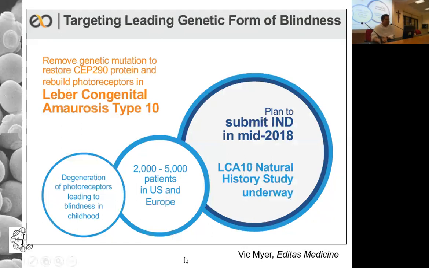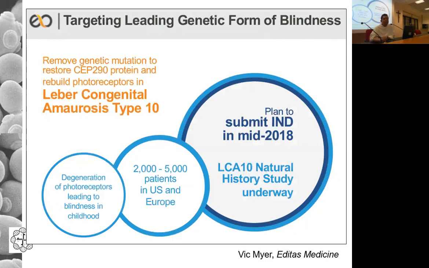There are 2,000 to 5,000 patients in the West, in the United States and Europe. One of the reasons I asked them why you have to put this is, you have to say how many people will buy the drug. So they're going to target diseases where there are enough people who will be able to have the insurance to cover the costs of the drug. And they want to submit a request for an IND, which is a request for a clinical trial, this year to the FDA.